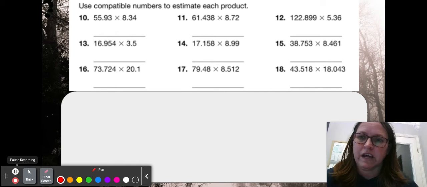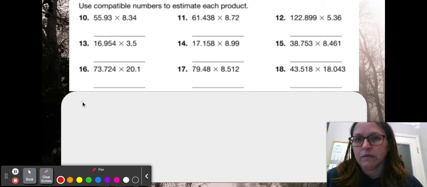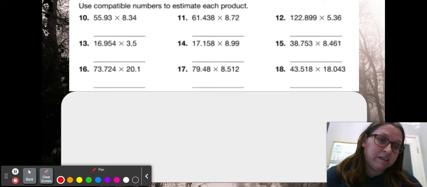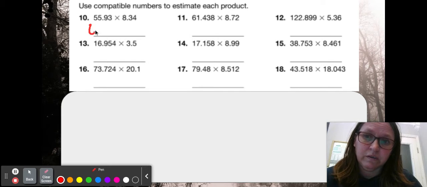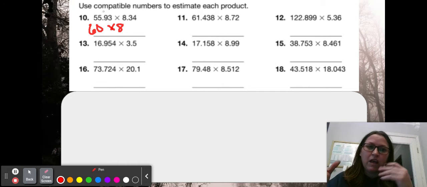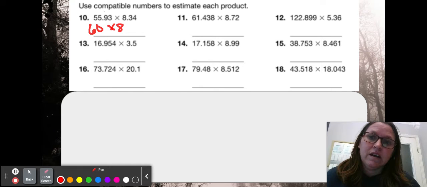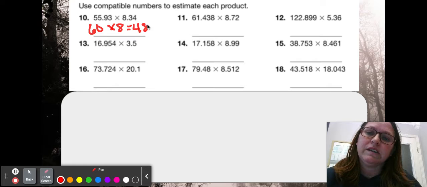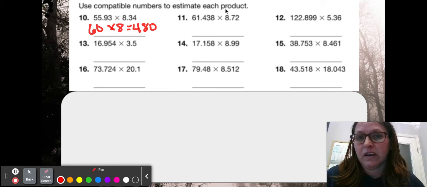Okay, so for number 10, 55.93 times 8.34. Well, 55, I could round up to 60. That's kind of close. And 8.34, I could round to 8. That's the thing about compatible numbers. Compatible numbers is close, but not exact. So 6 times 8 equals 48. And then I'm just going to add my 0.